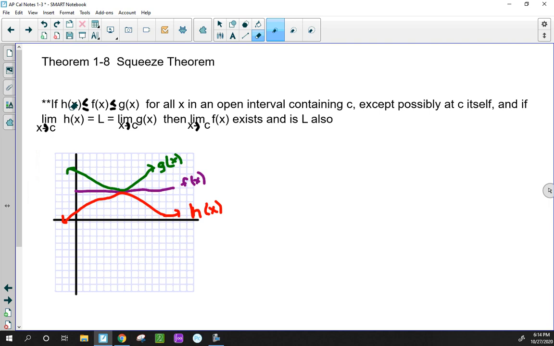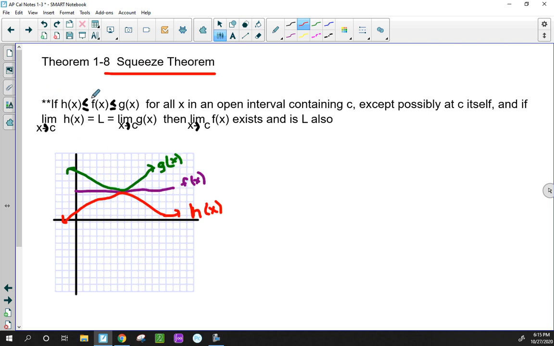And the last concept is called the squeeze theorem. F of x, notice in my picture, is purple, h of x is red, and g of x is green. The way I have my notation, it's less than or equal to. That means f of x is in between h and g. Noticing that f of x is less than g of x, that must mean g of x is bigger. That's why my green graph is above my purple graph. That's a good thing to notice. The h function is the smallest of the three, so it is below the other two.